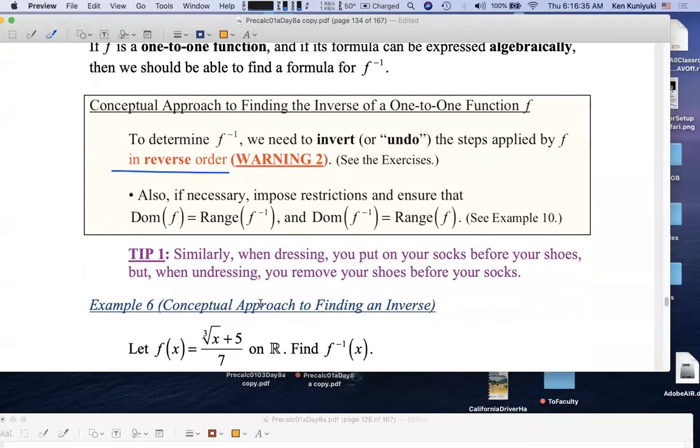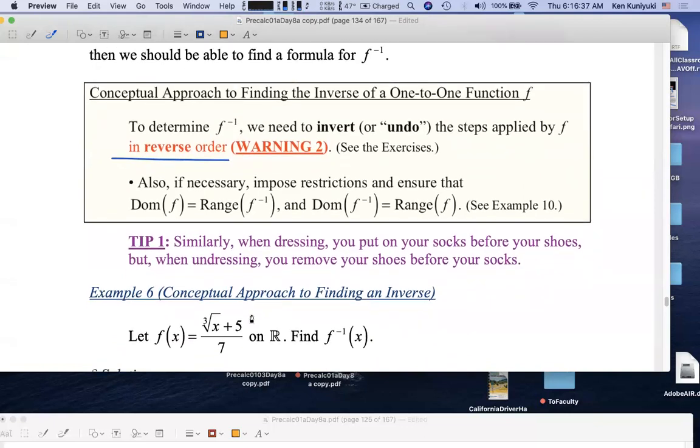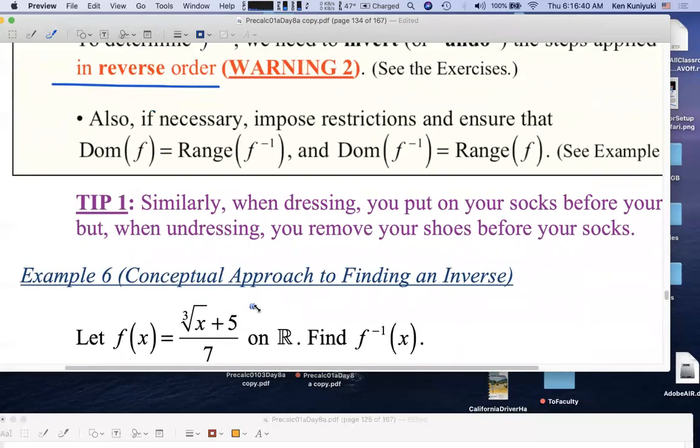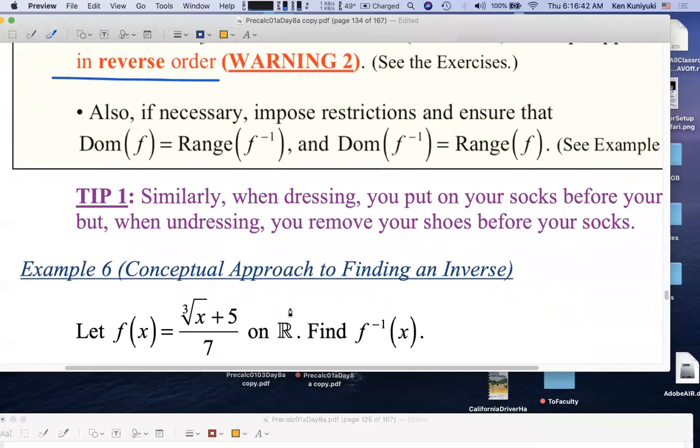All right. So let f of x equal the fraction, the cube root of x plus 5 all over 7 on the reals. Find f inverse of x. Okay, so we start with the input x. What does f do to x? Tell me the three things in order that you do to x and then the resulting outputs.